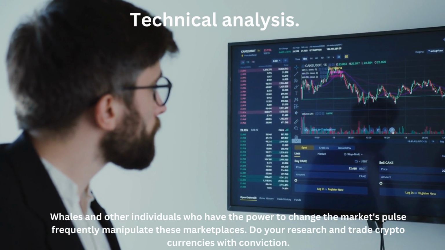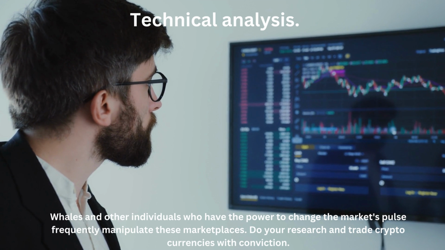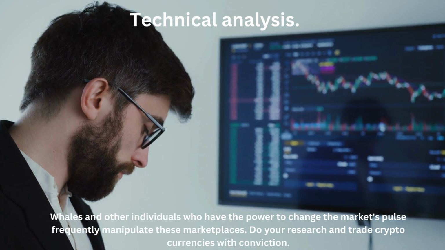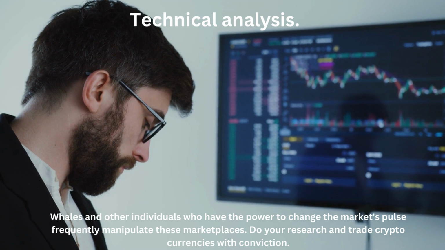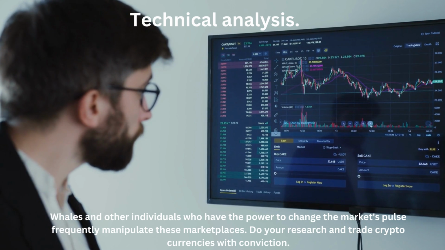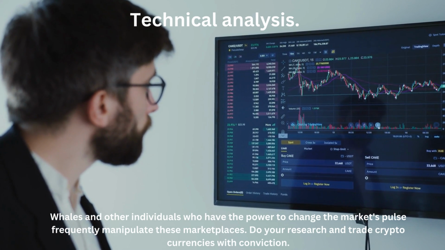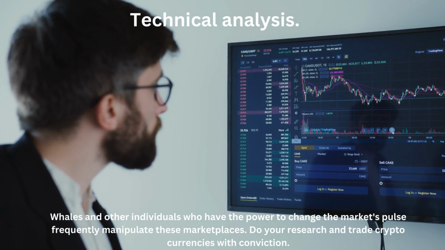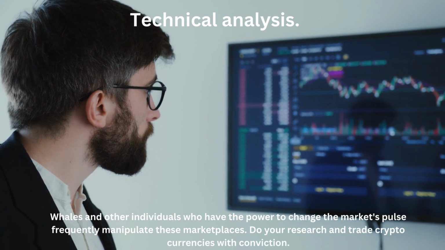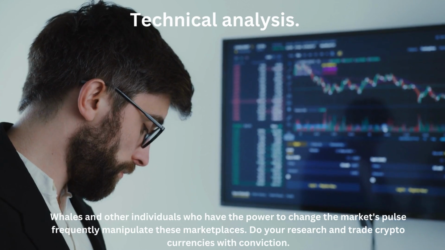In the midst of the barrage of hot opinions and commentary from the media, chat rooms, or purported thought leaders, the challenge for the professional trader is to avoid letting emotion dictate their trading technique. Whales and other individuals who have the power to change the market's pulse frequently manipulate these marketplaces. Do your research and trade cryptocurrencies with conviction.